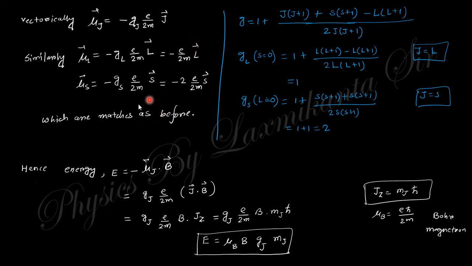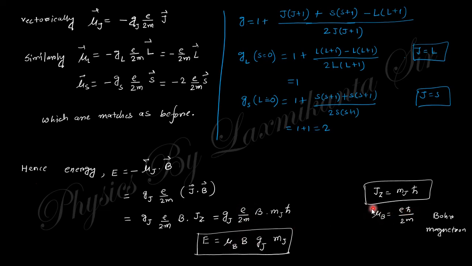So, which we already obtained in the previous one, this matches this formula. Hence the energy is nothing but minus mu J dot B. This can be written in this form, and this is nothing but the cos component, that is the Z component, meaning the component of J along the magnetic field, and Jz is nothing but Mj h cross. So if you put this in, e h cross by 2m is nothing but mu B.